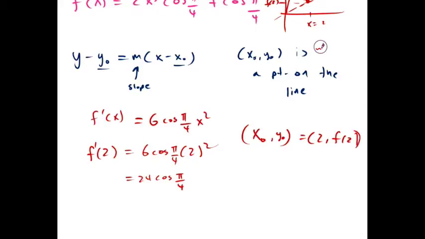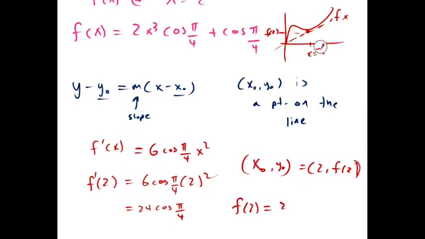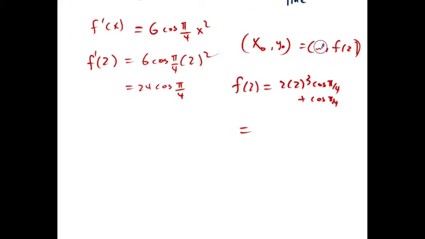So f of 2 is just 2 times 2 to the third cosine pi over 4 plus cosine pi over 4, which is 16 cosine pi over 4 plus cosine pi over 4. And if you remember, cosine pi over 4 is just root 2 over 2. We can simplify this further.